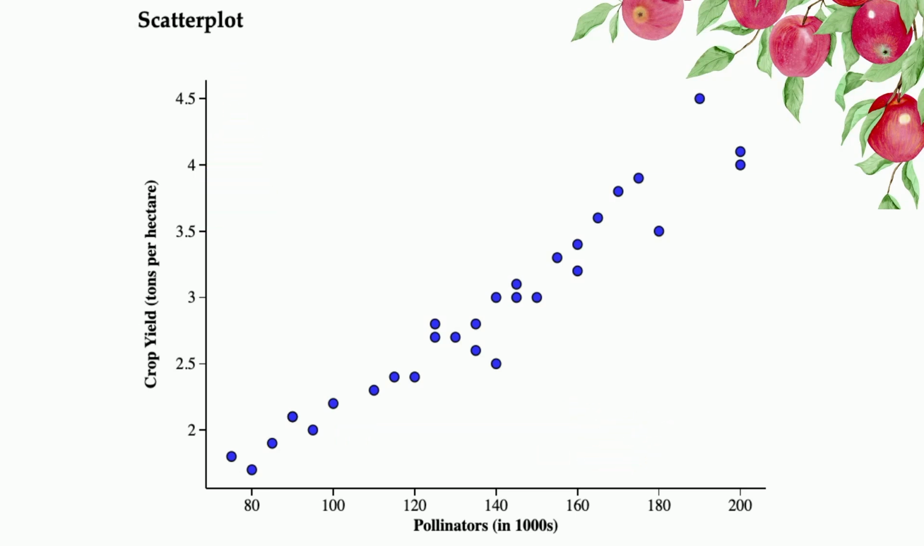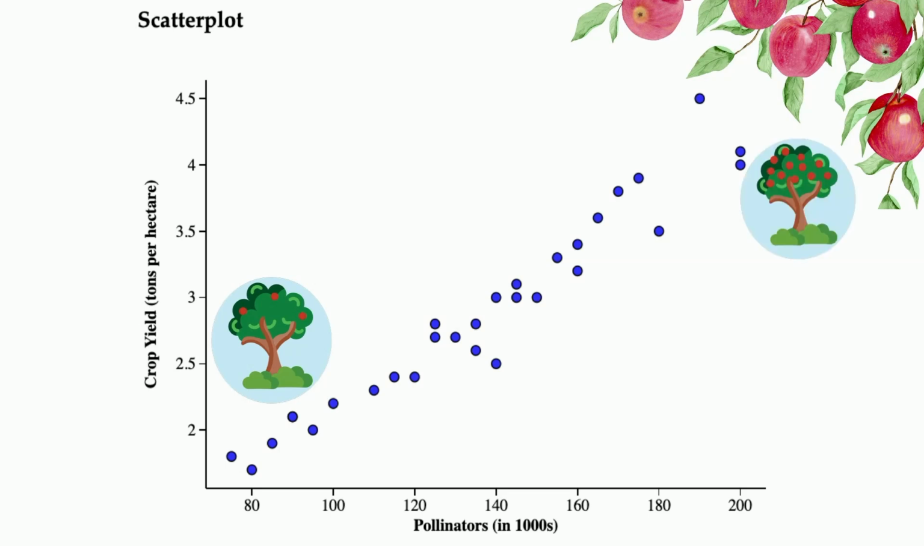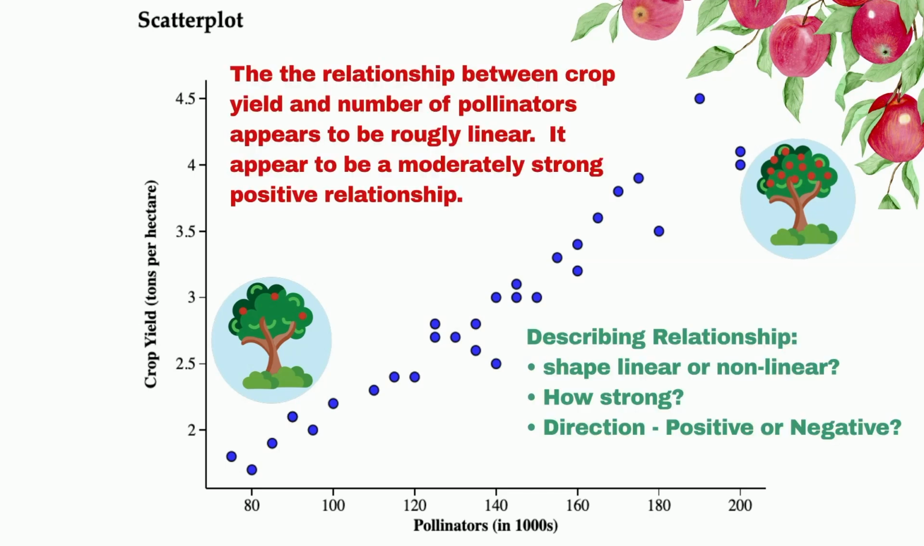In other words, low pollinators and low yields, and high pollinators and high yields. If we were going to describe the relationship between the number of pollinators and crop yield, we would say that it appears to be roughly linear and moderately strong and positive in its relationship.